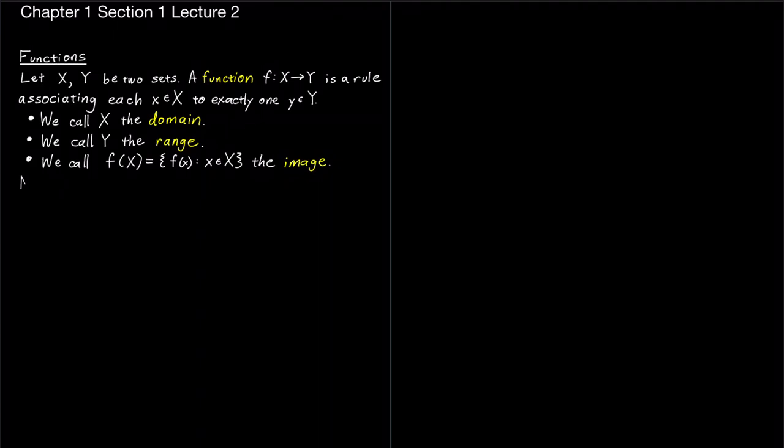And we're going to notice that the image is a subset of the range. The image might be a proper subset of the range. There might be some elements of Y that are not f of x for any x, or they might not be. So let's have a couple of examples.